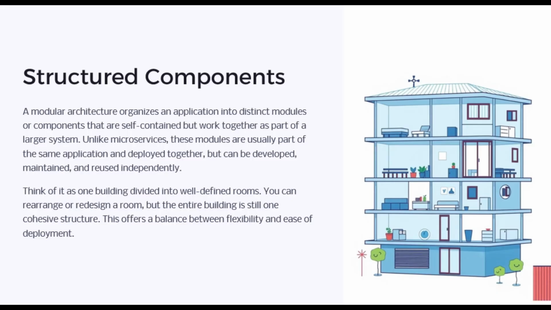business logic, and database access. These modules are part of the same application codebase and are typically deployed together as a single package. They improve maintainability, readability, and code reuse but are still tightly coupled in deployment. Example, an Angular app with reusable UI components, or a Spring Boot app with separate modules for security, data, and web. Think of it as one building divided into rooms. You can rearrange or redesign a room, but the entire building is still one structure.